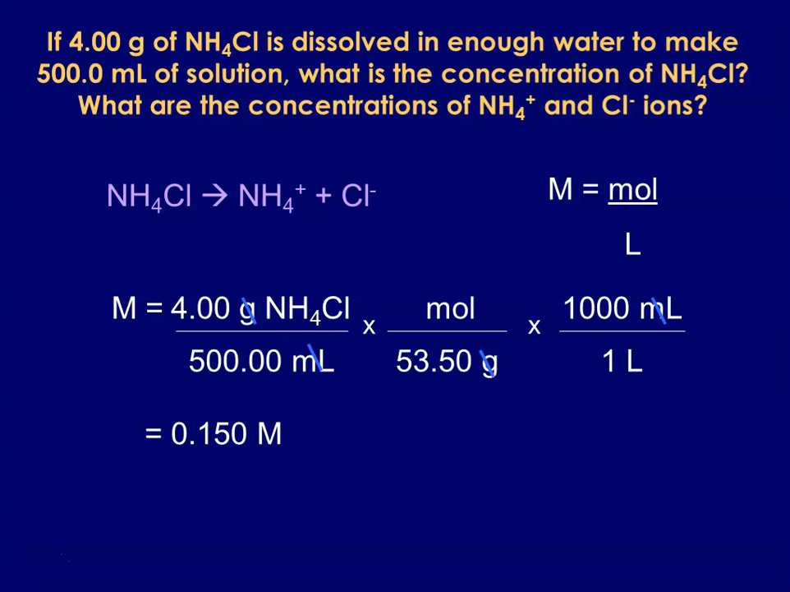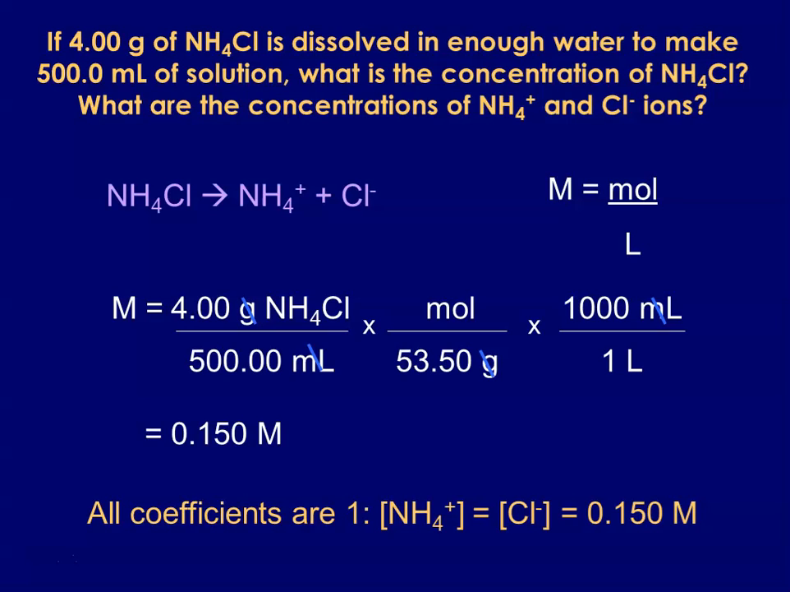And because that is the concentration of NH4Cl, and we see that there is one NH4+ ion and one Cl- ion produced for every one ammonium chloride, the concentrations of the respective ions would also be 1 to 1. Now, let's say that there had been 2 chloride ions made through this dissociation process, then you would have doubled the concentration of chloride. It would have gone from 0.150 to 0.300.